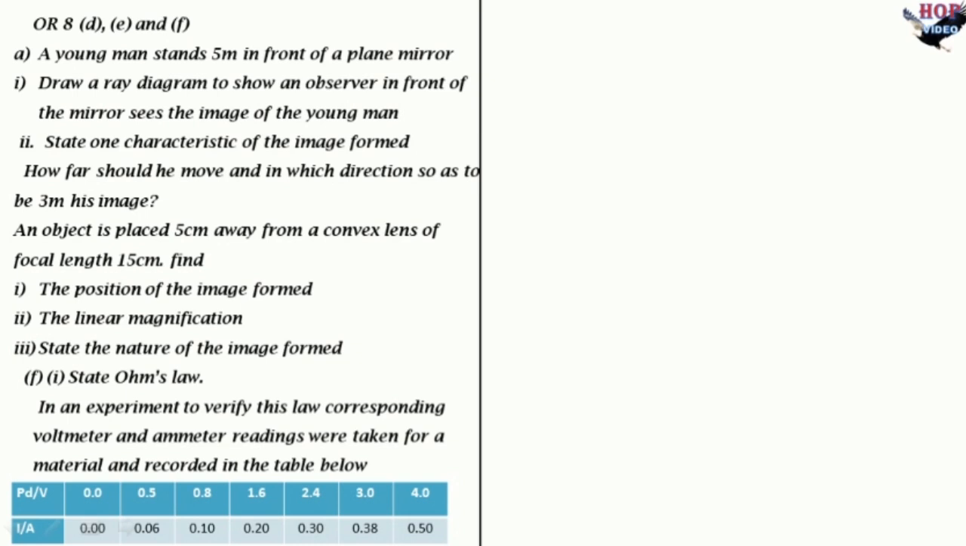An object is placed 5 centimeters in front of a convex lens of focal length this. Find the position of the image formed, the linear magnification, and state the nature of the image formed. State Ohm's law, and do some calculations there. The first one: the image is virtual, laterally inverted, and is the same size as the object. Now let's see the ray diagram.